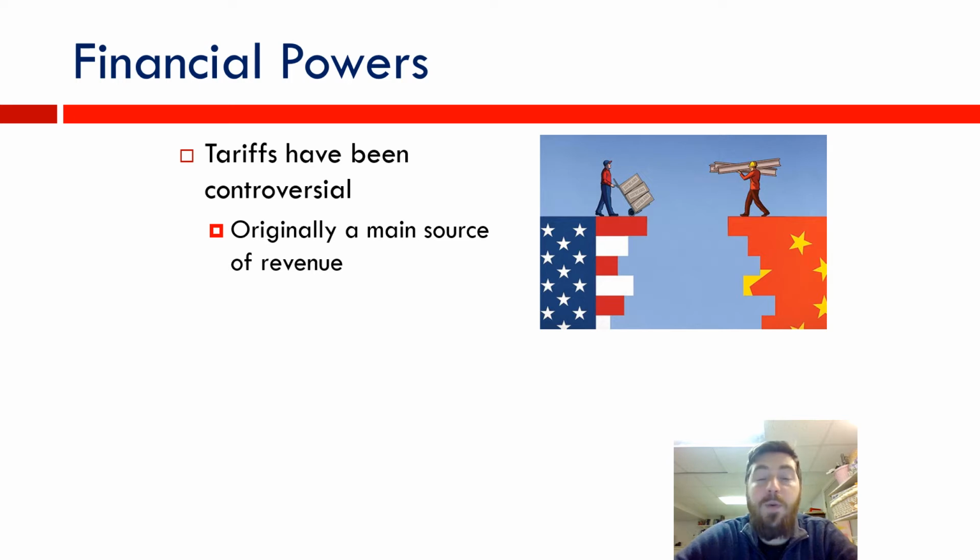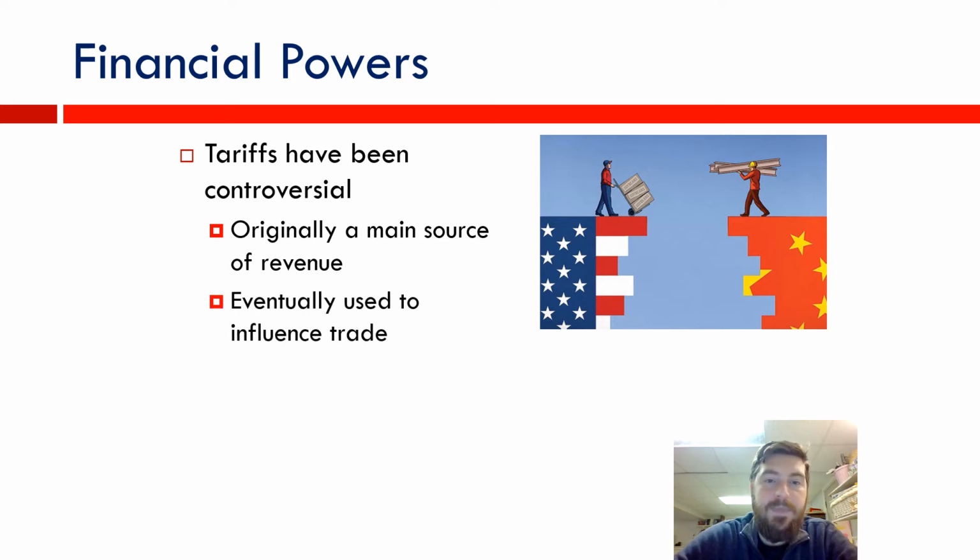Originally, tariffs were one of the major sources of revenue for the United States government. Back before we had income taxes, the two main sources of money were tariffs and selling Western land. And of course, we don't have any Western land left that we're willing to sell, and tariffs are no longer a huge part of our income anymore, which means we have to go to income taxes. We use these tariffs not just to make money, but to definitely influence trade.